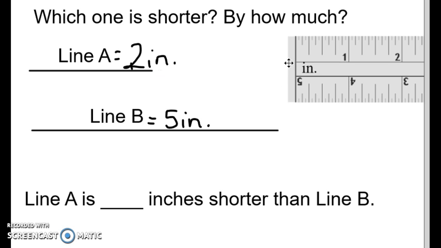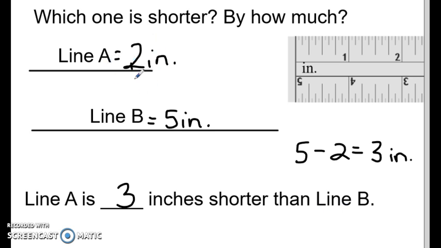Again, I can think of it in two ways. One, I can simply subtract my smaller line from my longer line to see how much bigger it is, or in this case, how much shorter line A is. So first, let me do that. So I'm going to take 5 minus 2, and 5 minus 2 is 3. So I know line A is 3 inches shorter than line B.